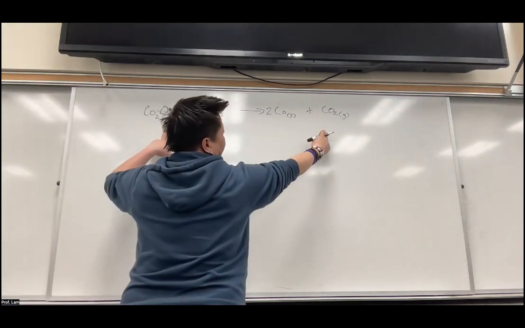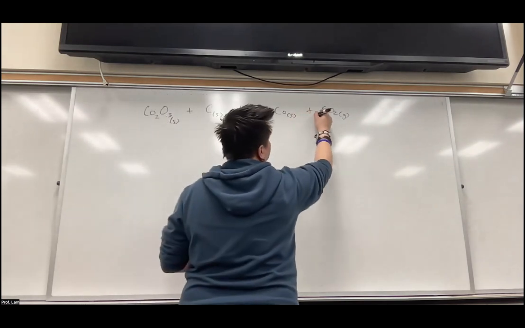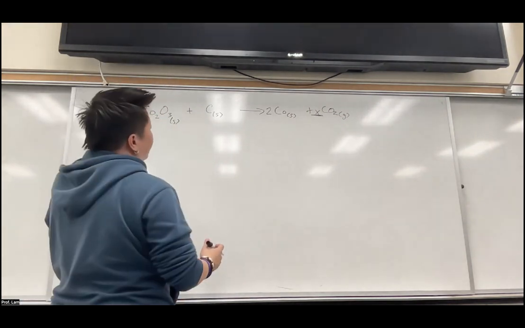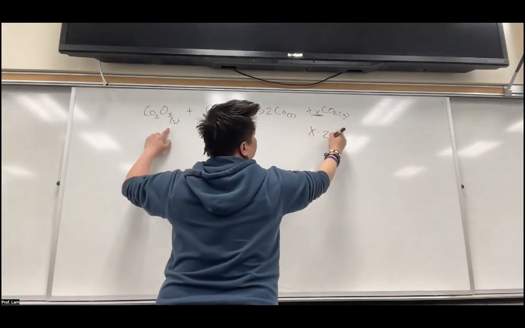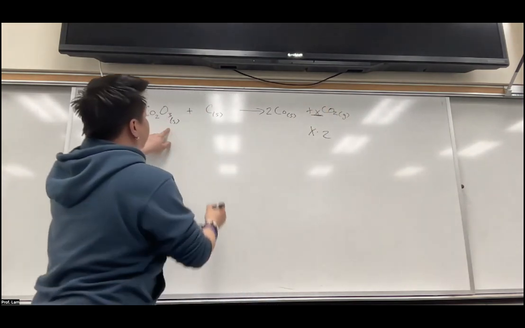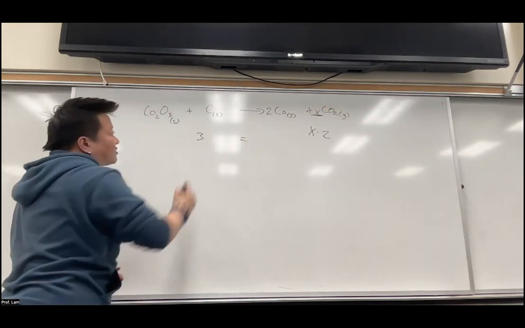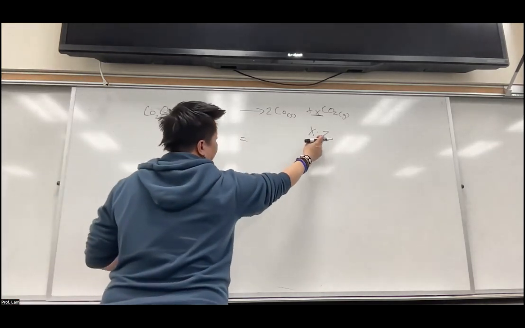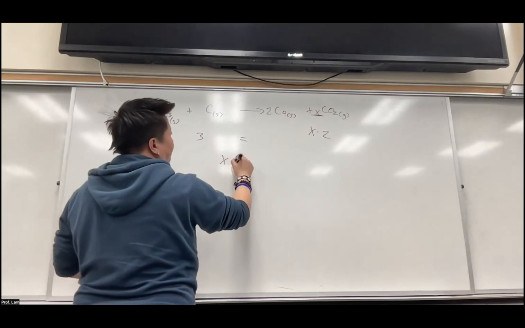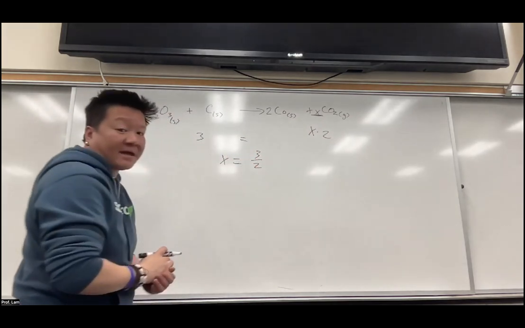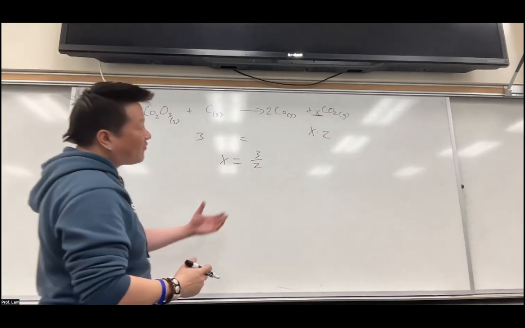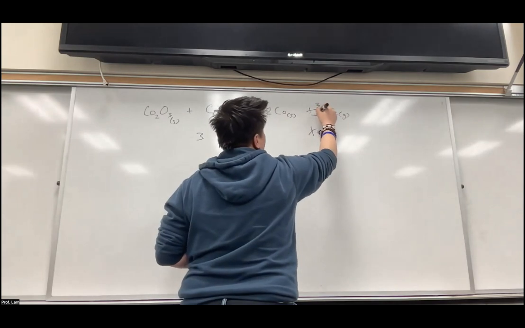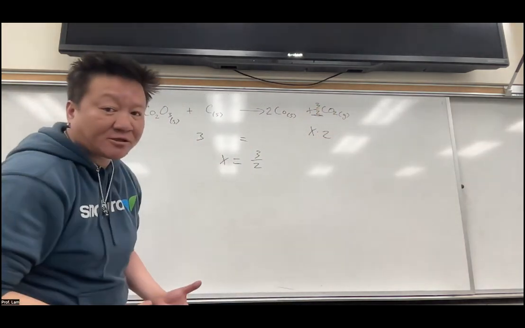We got 2 oxygens on this side, so we have to put something here, and let's call that X. This is how you're going to set up this fraction. X times 2 has to equal 3 oxygens on this side, and then you solve for X. So X times 2 is equal to 3, then X is equal to 3 halves. So what we figured out is the fraction we need to put here, which is 3 halves, in order to balance the oxygen.